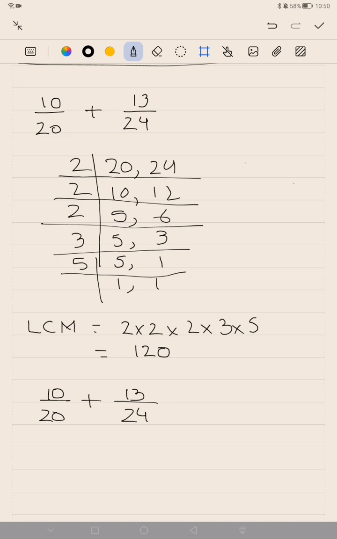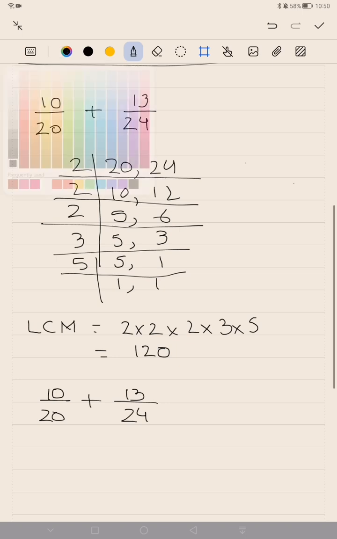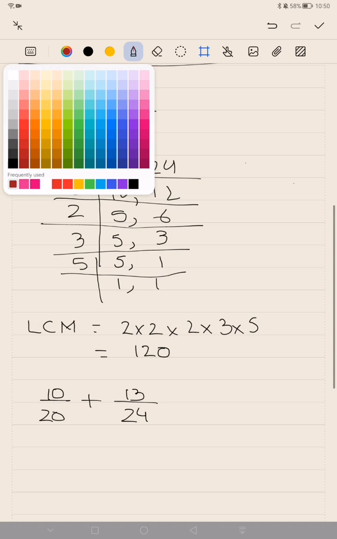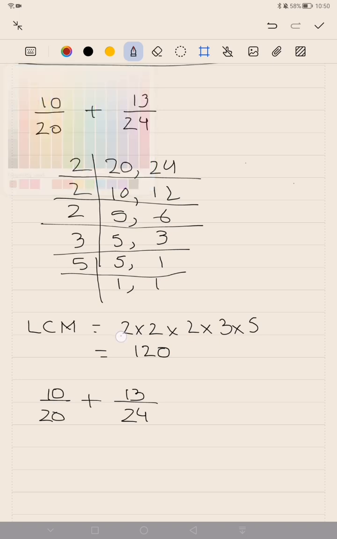Now 20. Notice that if I multiply 2, 2 and 5, we get 20. So what is left behind? 2 and 3 are left. That is 6. So I'm going to multiply 20 by 6. As a rule, I will also multiply 10 by 6.